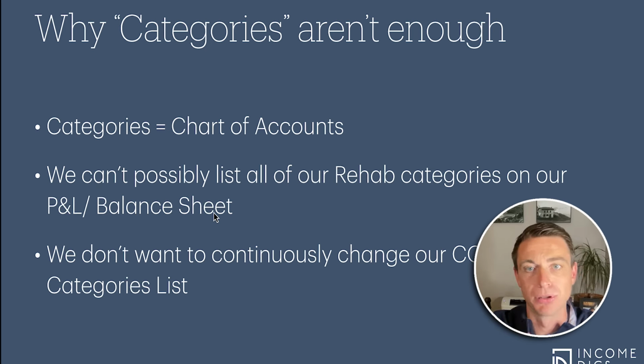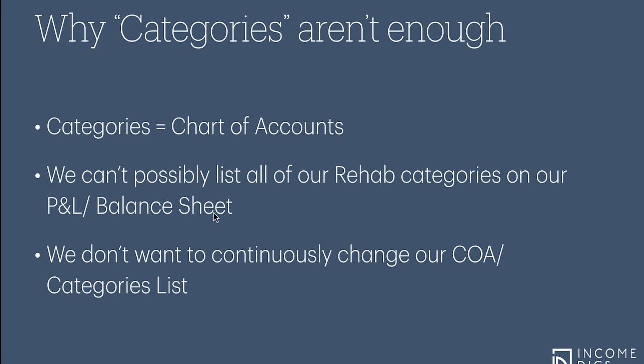The problem there is it blows up our profit and loss, it blows up our balance sheet, it just gets to be way too many. We often have 100, 150, 200 of these cost codes, which is way too many for that report. We don't want to continuously change our chart of accounts or our categories list. We want to set it and forget it. We want to keep it really stable. That is a sign of a really good set of books, if we're not changing our chart of accounts too often.